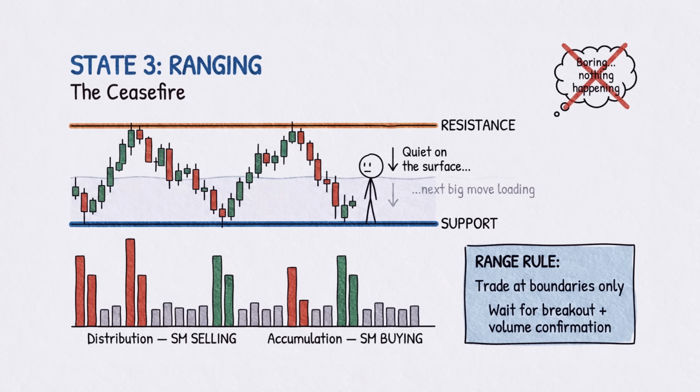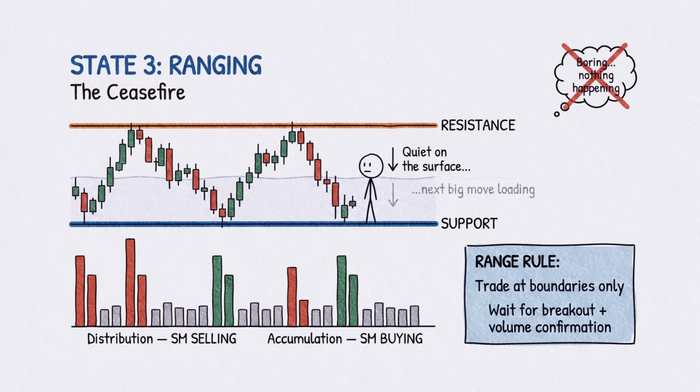Now, state number 3, ranging. I call this the ceasefire. Most traders look at a ranging market and think, boring, nothing happening. But that's one of the most dangerous assumptions you can make. Because ranging doesn't mean the market is dead. It often means smart money is quietly doing their work.